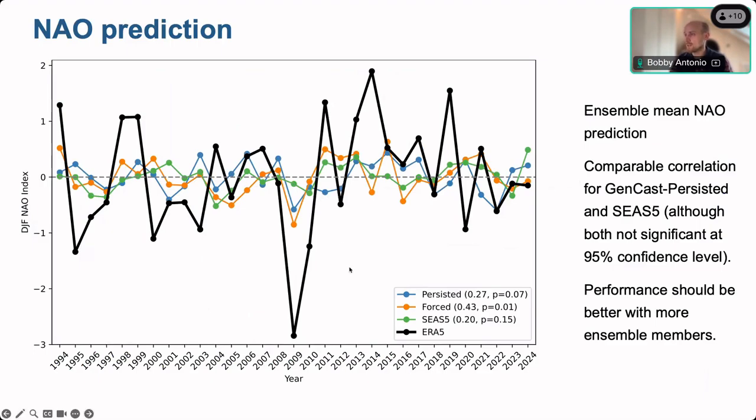Another interesting thing though is that the 2009 NAO, which was a very extreme one, it's interesting to see that both GenCast models do dip down quite significantly, far below the rest of the years. And so that's interesting, that for that really extreme case, they did manage to predict that.